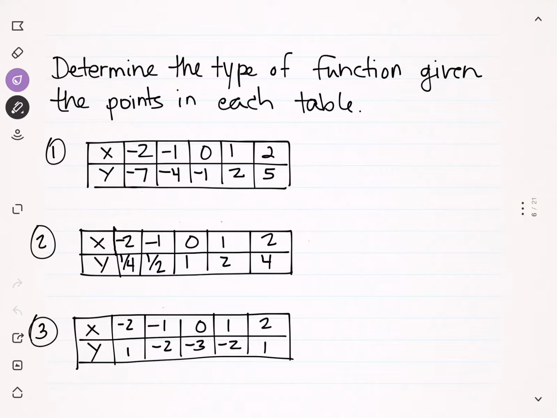If we look at our outputs, and we're looking for a pattern in the outputs. So if you look at the difference between -7 and -4, we're increasing by 3. -4 to -1, we're increasing by 3. -1 to 2, increasing by 3. And then 2 to 5, increasing by 3. So we're increasing by the same amount, a constant amount each time. So that represents a linear function.